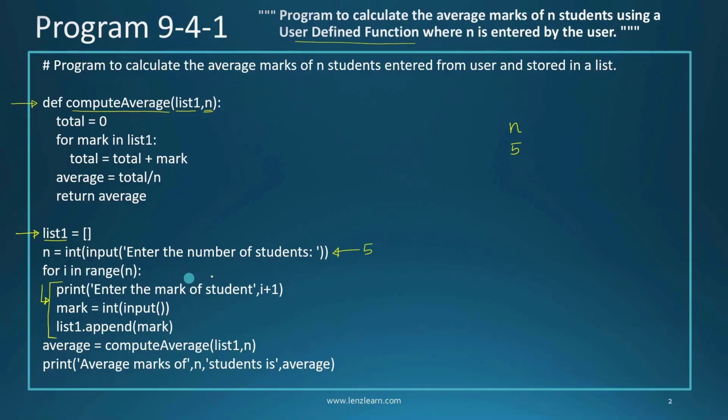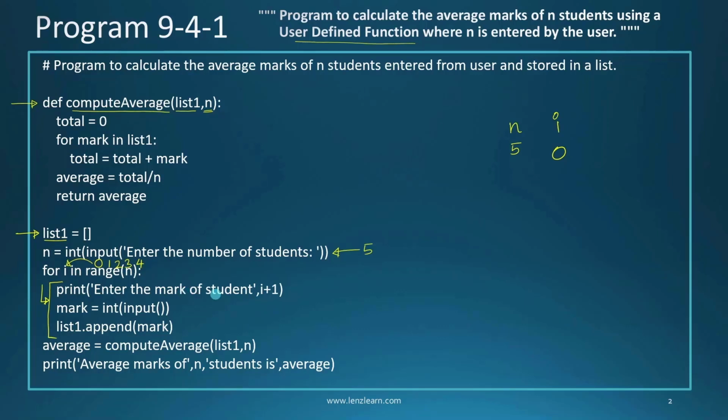We have a for loop with control variable I, and it works with range of value n. Right now the value of n is 5, so the values available inside this range are from 0 to 4: 0, 1, 2, 3 and 4, because the value of n is 5. Initially the first value 0 will be loaded into I, and then the for loop will start.